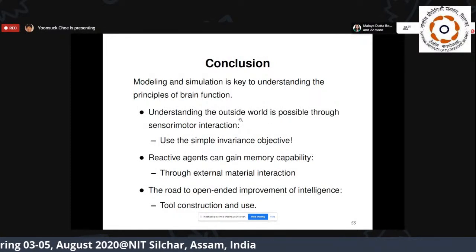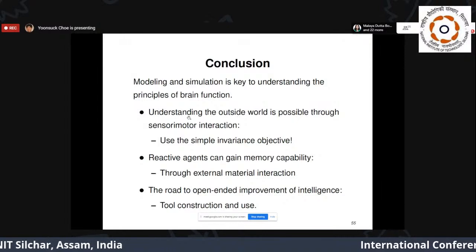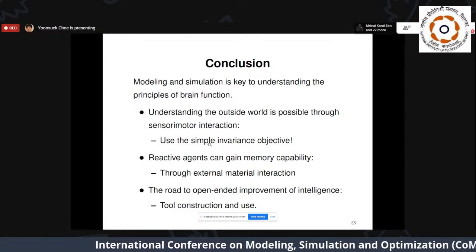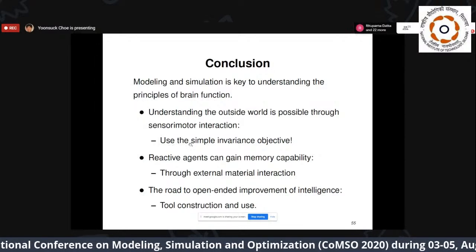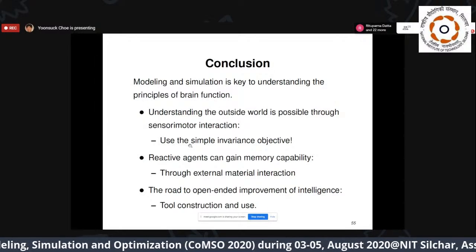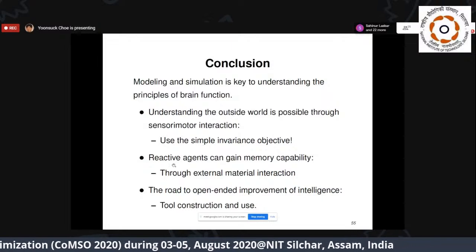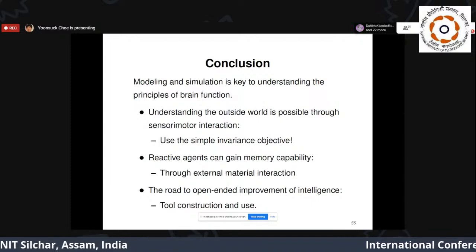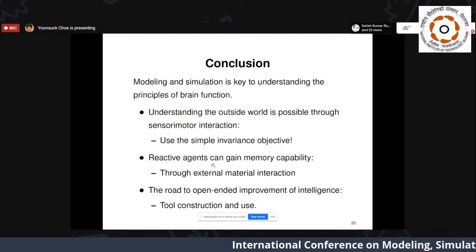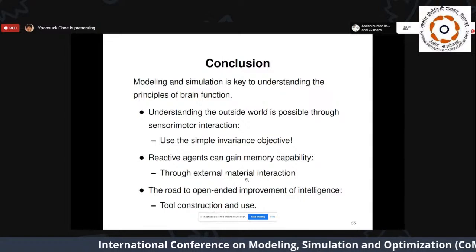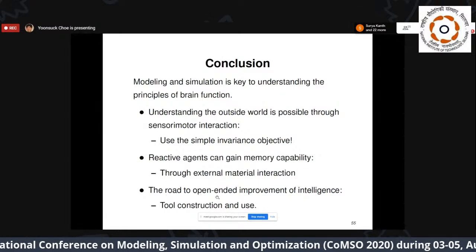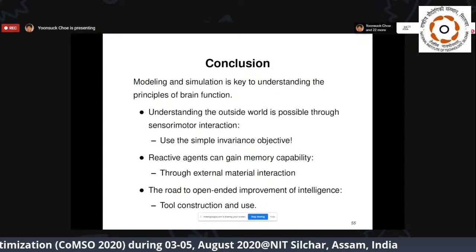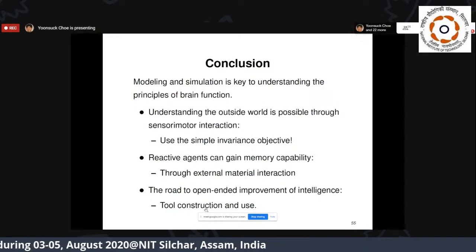So we learned from this presentation, I hope, that understanding the outside world is possible through sensory motor interaction. We can use this very simple invariance objective, which is good. And reactive agents, such as agents driven by feed-forward neural networks, can gain memory capability through external material interaction. And then the road to open-ended improvement of intelligence could be opened by tool construction and use.